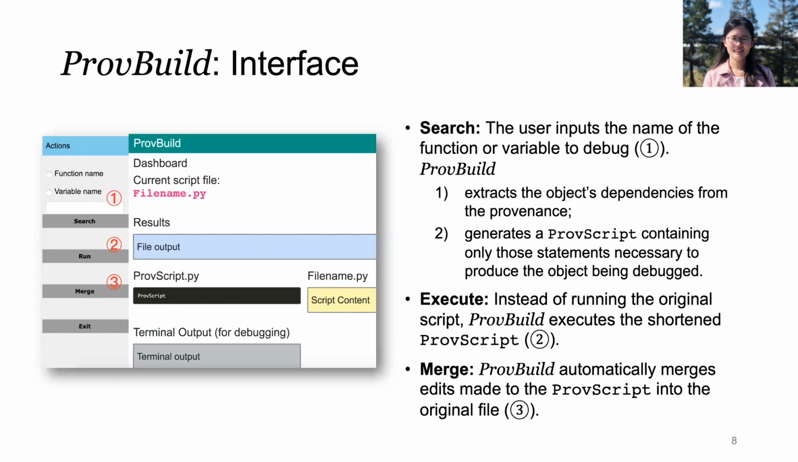We also show a simplified ProfViews interface here, which contains the major functionality of ProfViews. Search for specifying debugging targets, and then ProfViews will generate a shortened ProfScript for the user. Execute for executing the modified ProfScript, and merge for integrating the changes to the original script. We also use this interface for user studies.